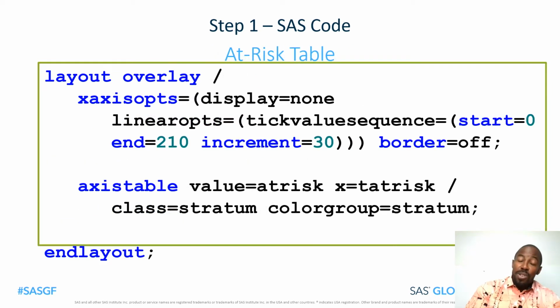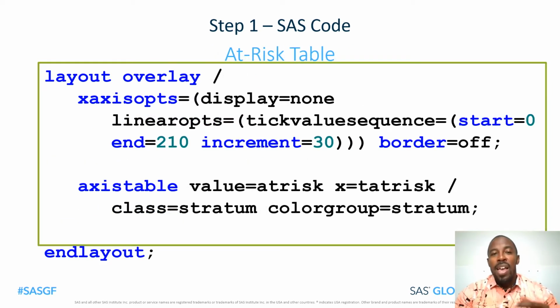To produce the subjects at risk table at the bottom of the graph, you can use the axis table statement. In the axis table statement, you can use the class option so that the subjects at risk are shown on separate rows for each treatment group. The color group equals stratum option displays different color text for each of the groups in the stratum variable.